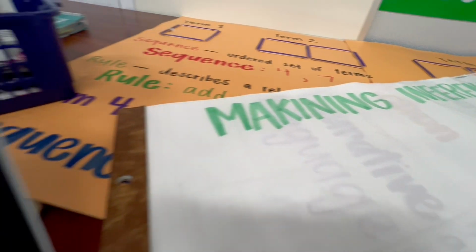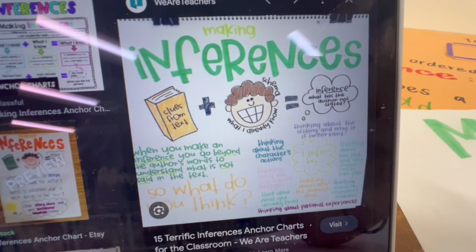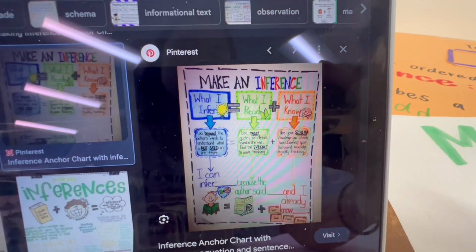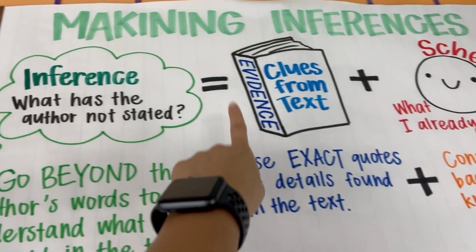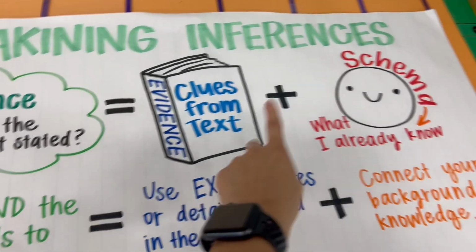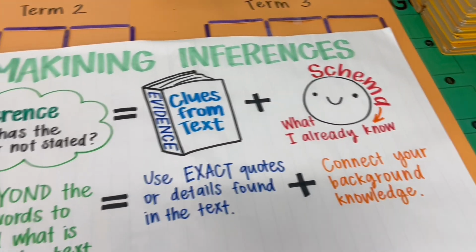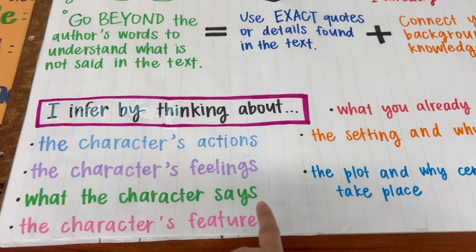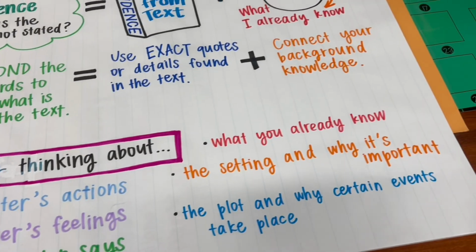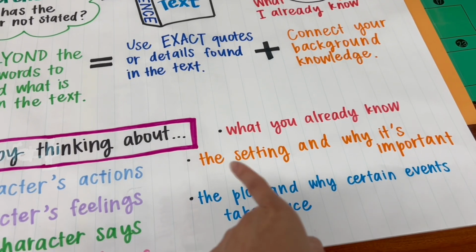Right now I'm making an anchor chart on inferences and it's either going to look like this or a mix of them. It turned out so cute. I put inference equals clues from the text or evidence and schema, which is what they already know. Then I gave them ideas on how to make an inference, so looking at the characters' actions, feelings, what they say, features, using schema, what they know, setting, and plot.